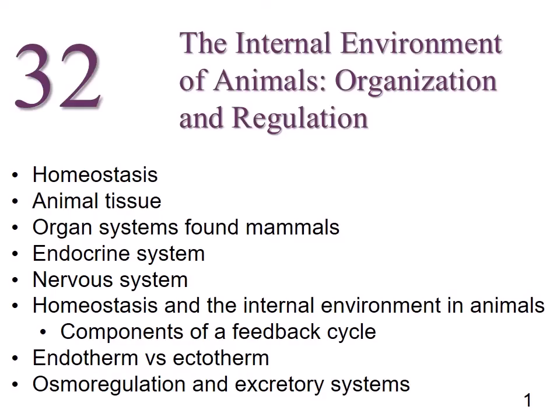Chapter 32 is our first chapter in our animal unit, and it's covering the internal organization of animals and regulation. So we'll talk about homeostasis, animal tissues, a big picture on organ systems, a tiny bit on endocrine and nervous system. We'll get to nervous system in more detail later, and we'll talk about feedback cycles and homeostasis and thermal regulation and osmoregulation and excretory systems.